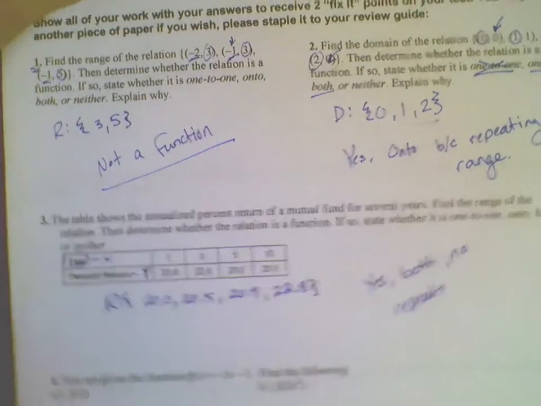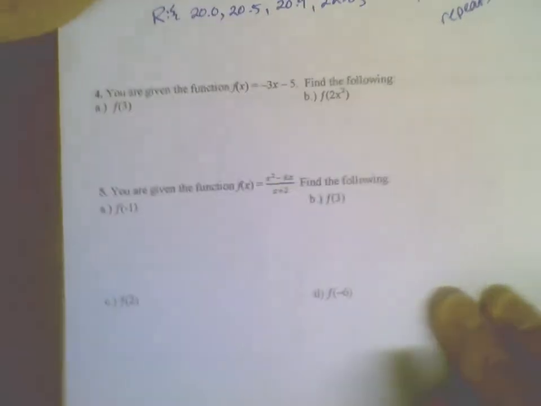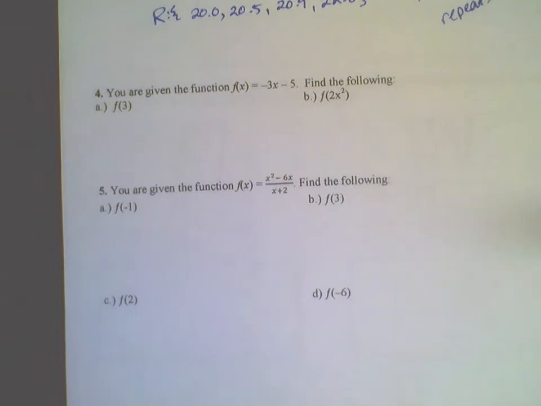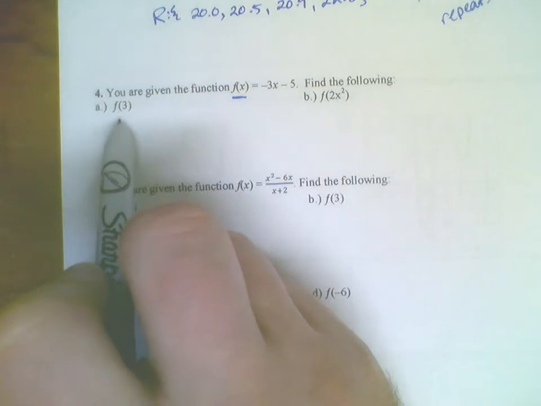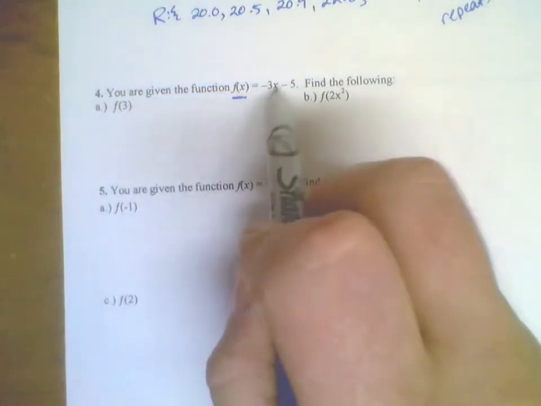Alright, so let's look at the ones down below. These are examples of function notation. Remember, function notation is the f of x stuff like this. And when you see something like f of 3, that means I just plug the 3 in for the x. I don't really worry about anything else. I'm just plugging the 3 in for where I have the x up here.